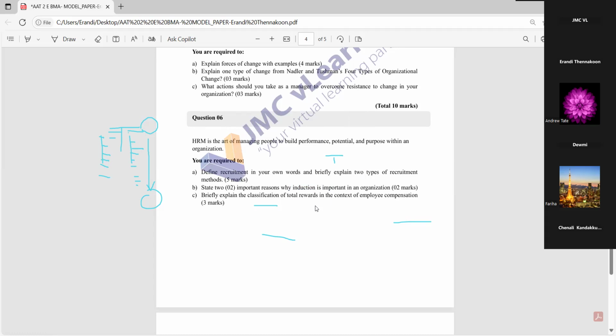So you have to state only two important reasons. Just state them, right? Like to eliminate fear and build confidence in the new employee. That's one answer. To improve productivity and performance, right? That's another answer, right? So you can write and state two importance of induction. Or you have to understand these terms, right?